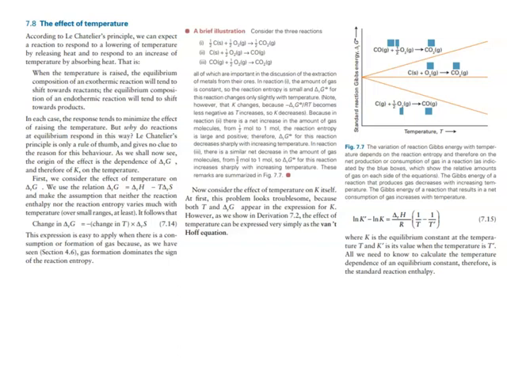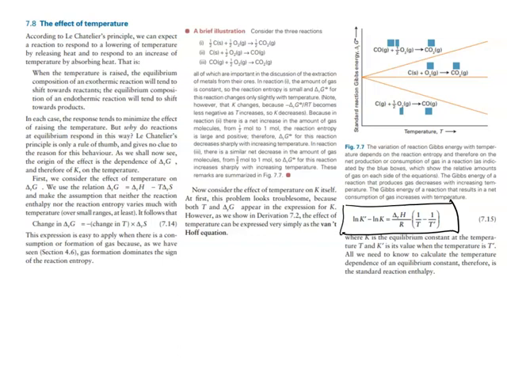So, now consider the effect of temperature on K itself. At first, this problem looks troublesome because both T and delta G appear in the expression for K. However, as shown in derivation 7.2 in the text, if you're interested in looking at the derivation, the effect of temperature can be expressed very simply by the van 't Hoff equation, where K is the equilibrium constant at the temperature T, and K prime is the value when the temperature is T prime. All we need to know to calculate the temperature dependence of an equilibrium constant, therefore, is the standard reaction enthalpy.